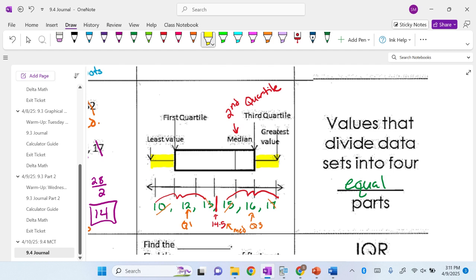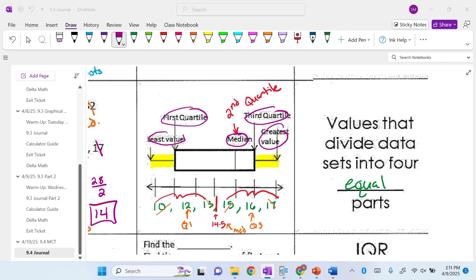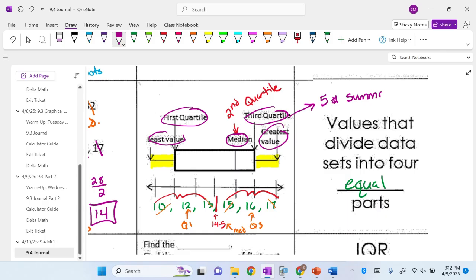And remember, all 5 of these different aspects of your box plot are part of your 5-number summary. So if I ever say you need to find your 5-number summary, I mean you need to find your minimum, your maximum, your first quartile, median, and your third quartile, whether you're making it into a box plot or not. So just know that that's what I mean by a 5-number summary.